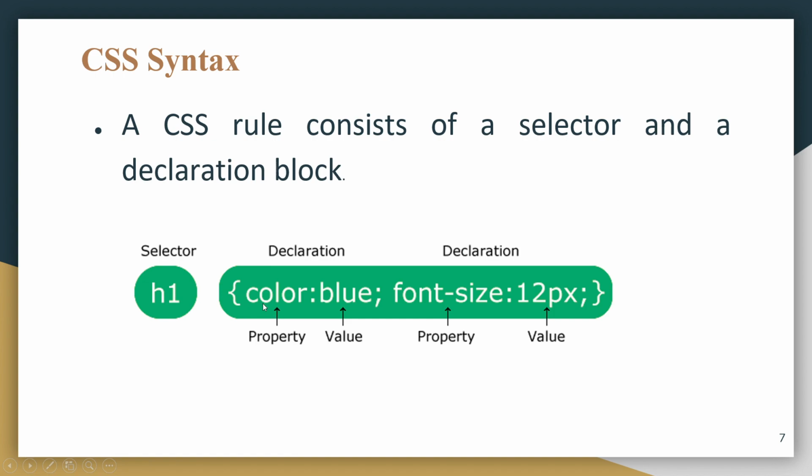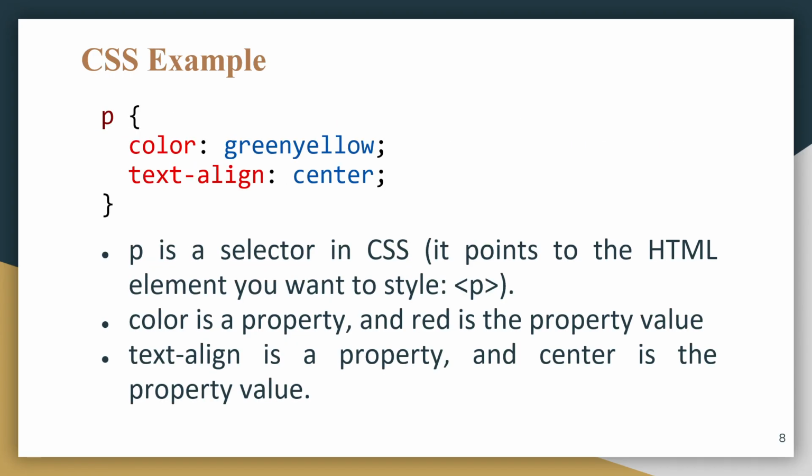First you have to write the property name followed by the property value. If you are using more than one property, they should be separated using a semicolon. Here we have used two properties: one is color and the next is font-size. I have given the color as blue and the font size as 12px. Next we'll see an example.